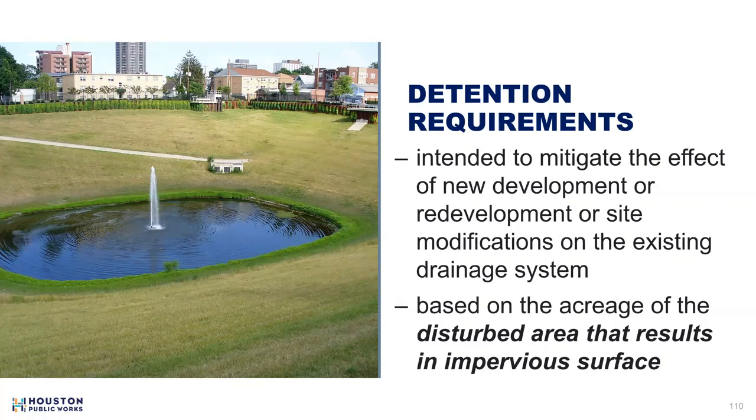Detention requirement. Why do we need to have a detention? Well, the intent of a detention is to mitigate the effect of the new development, redevelopment, or site modification on the existing drainage system. So when we have the detention in there, we can mitigate the post-development result. But this detention requirement right now is based on the acreage of disturbed area that results in the impervious surface. Remember way back in 2018, before September, our detention requirement was counting the increase of impervious cover.